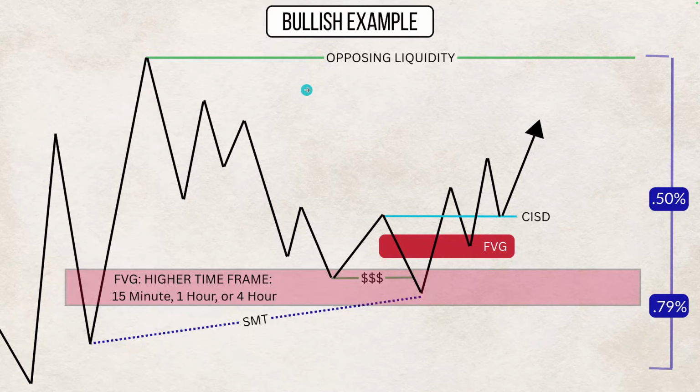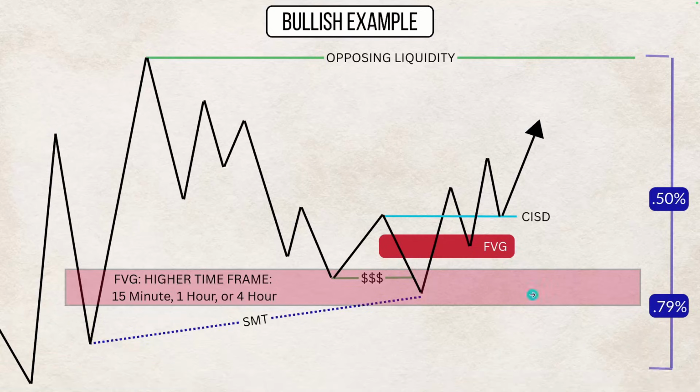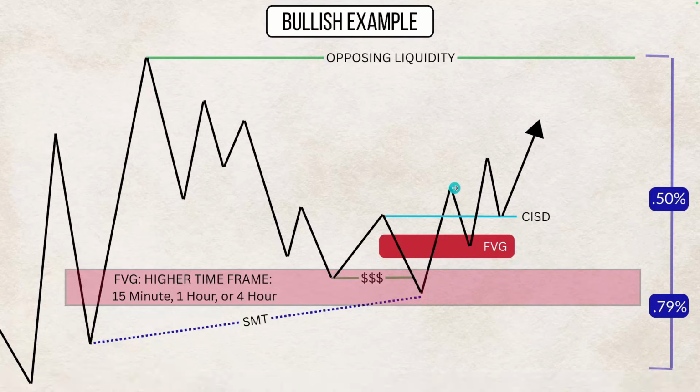Let's look at a bullish example. We have put in a high, a low, a higher high, and we are coming back down into our OTE range. We've tapped into a higher time frame fair value gap. We've put in an SMT, so that means here on ES, we've swept this liquidity. We've swept internal liquidity. We've inverted a fair value gap. We've had a change in the state of delivery, and we have clear opposing liquidity on the opposite side.